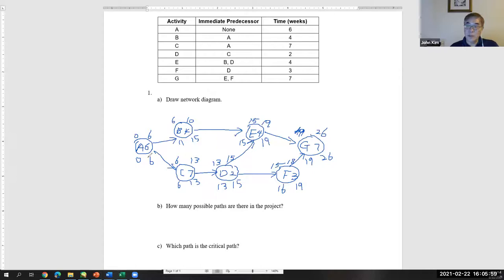Okay, how many possible paths are there in this project? One here, another one here, and the last one here. So the possible paths are A, B, E, G. The next one, A, C, D, E, G. The last one, A, C, D, F, G.